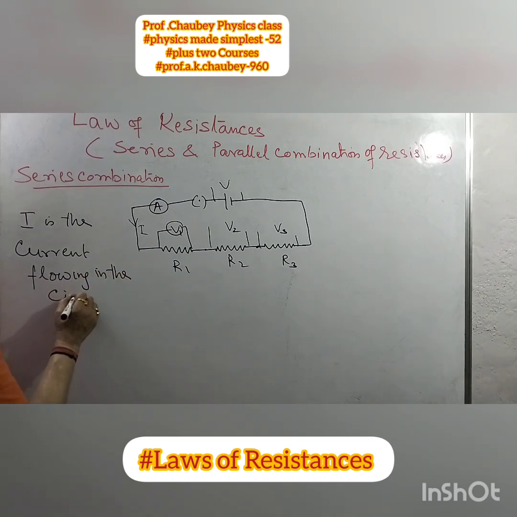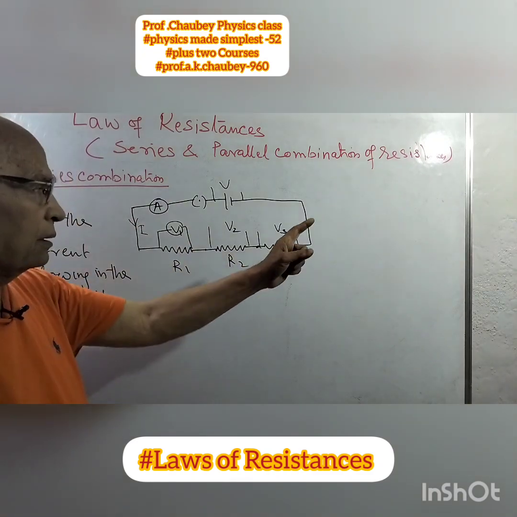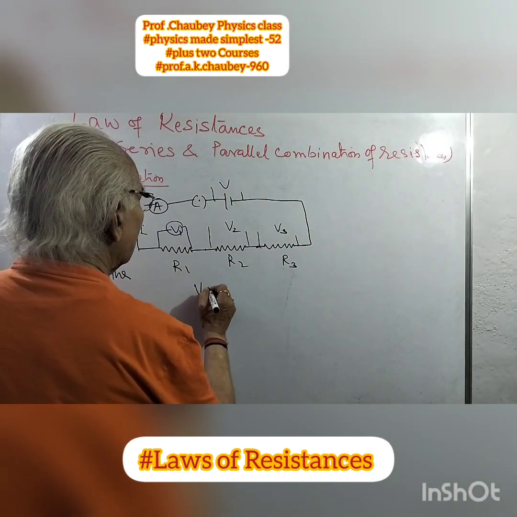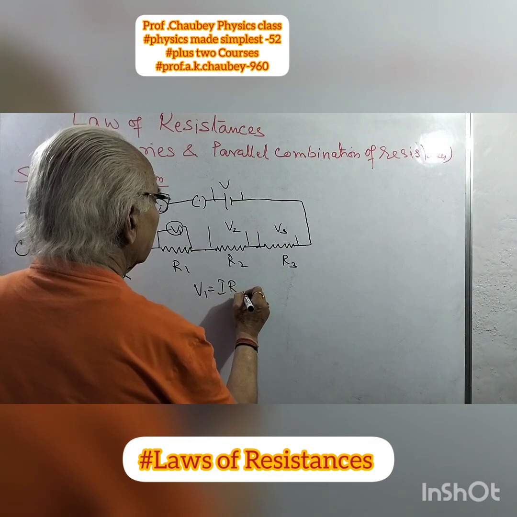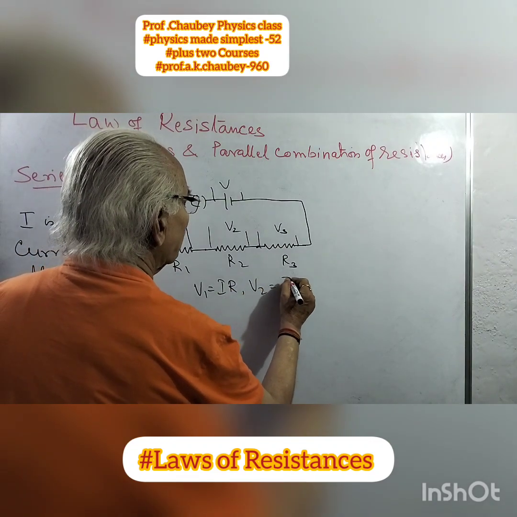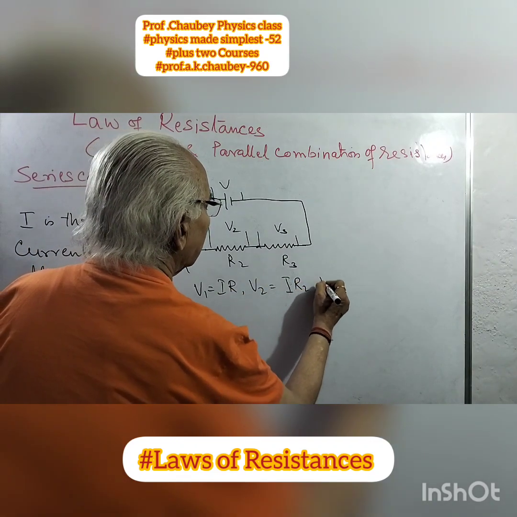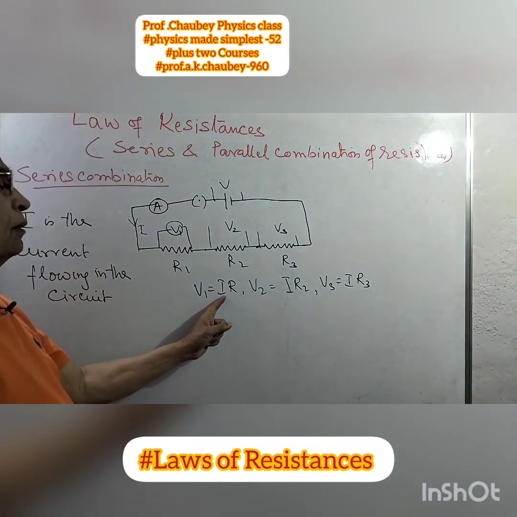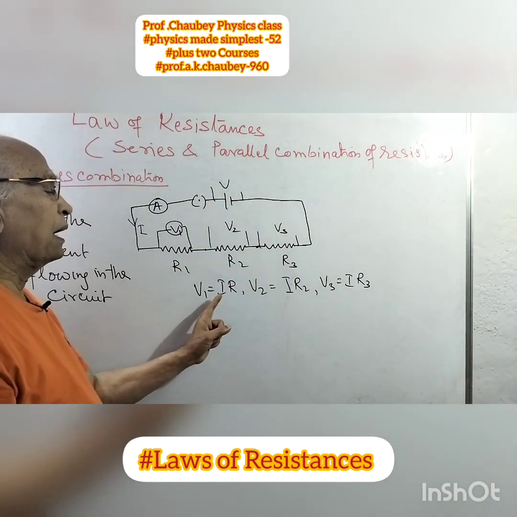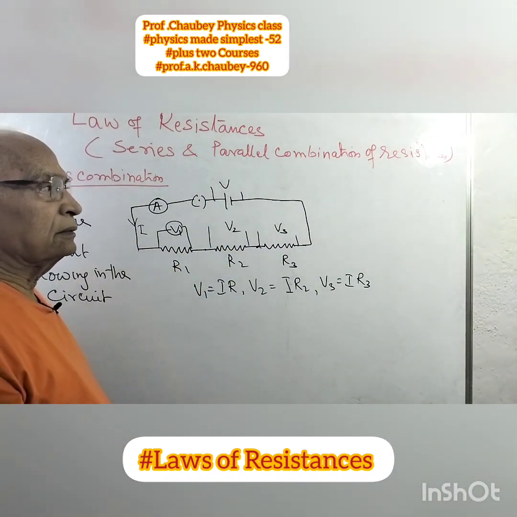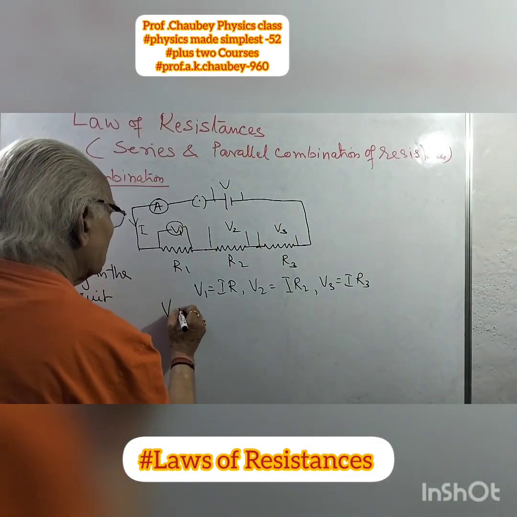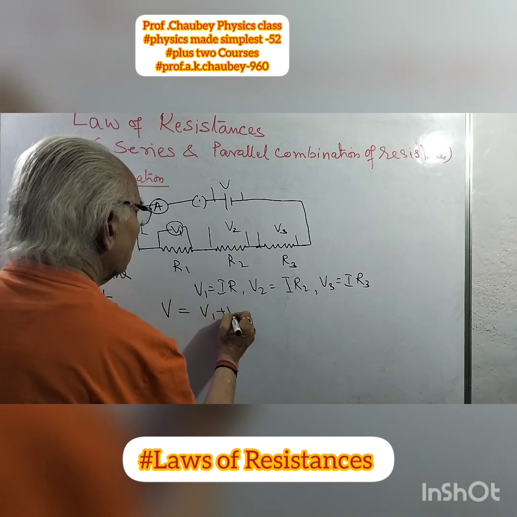Means I is flowing in R1, I is flowing in R2, the same current. So the IR drop is the voltage. That is V1 is equal to IR1. Similarly V2 is equal to, from Ohm's law, IR2. Similarly V3 is equal to IR3. Means voltage drop across this resistance is IR. I is the current, R is the resistance. This is Ohm's law. And total voltage V is equal to V1 plus V2 plus V3.